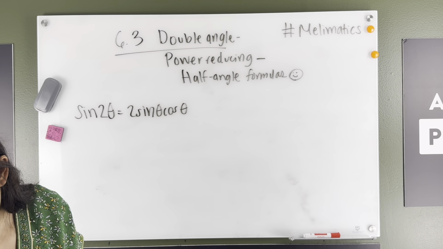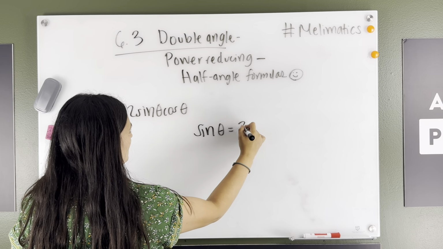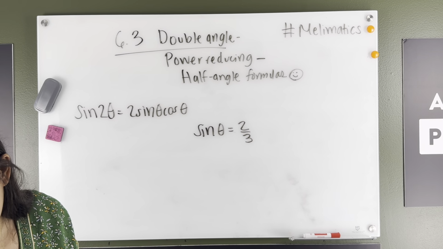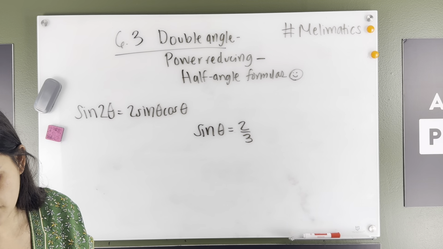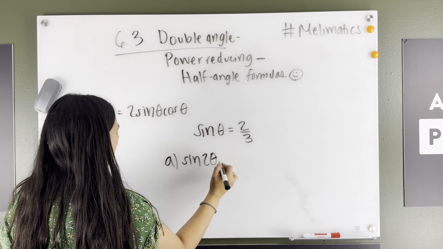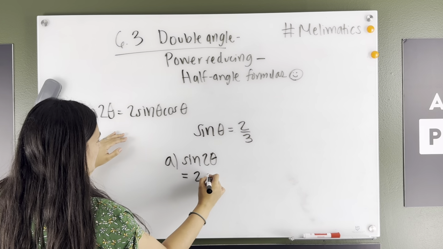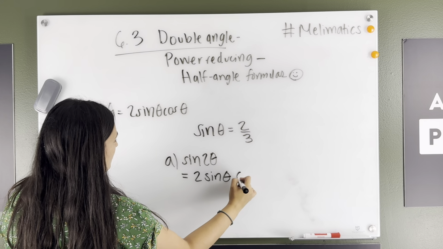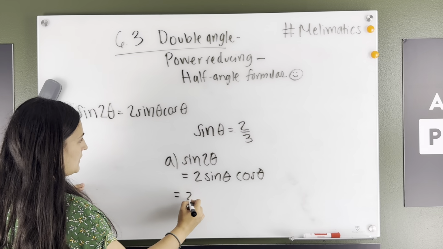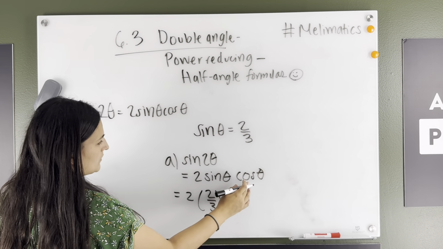Okay, so for this one, it says, given that sine theta is 2/3, for a theta in quadrant 2, find the exact function values. So for part A, they want you to find sine of 2 theta. So all you gotta do is plug in. It's going to be equal to 2 times sine of just theta times cosine of just theta. Now the good thing is that they gave us sine of theta, right? It's 2/3. So all you have to do is find cosine theta.